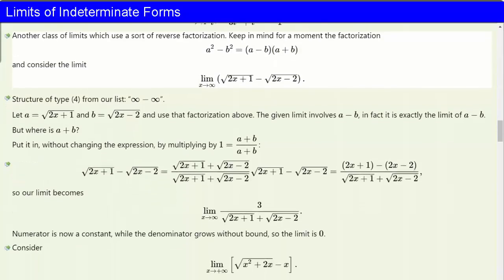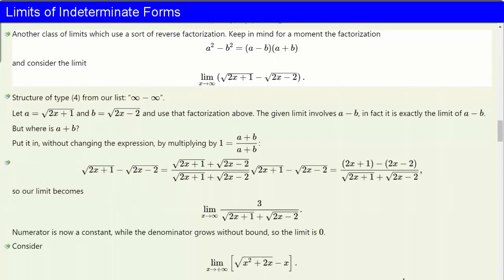About the only way we can dress up this kind of problem is to make the factorization harder, forcing you to use long division, for example. There's another class of limit which uses a sort of reverse factorization.